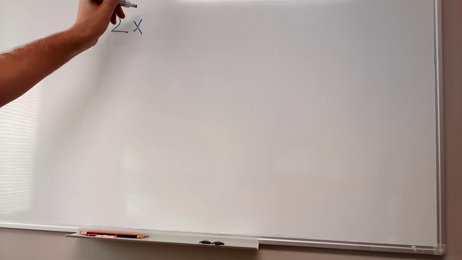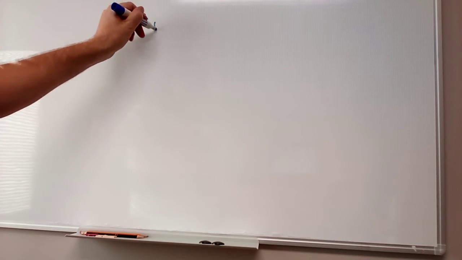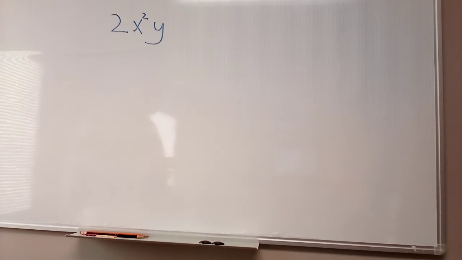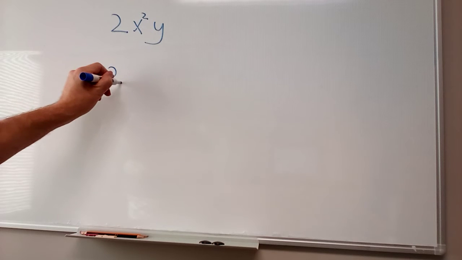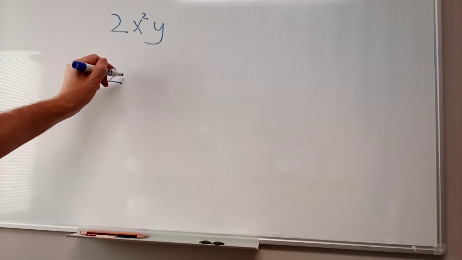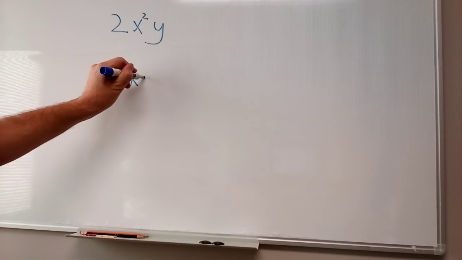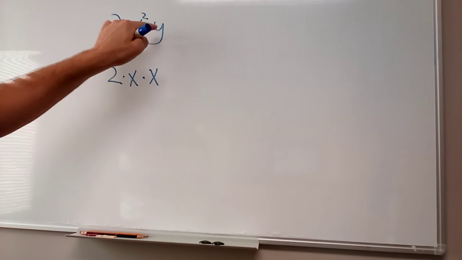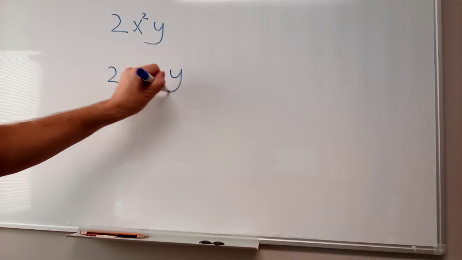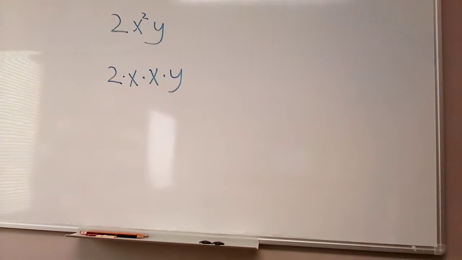So if we have the expression 2x squared y. Okay, so how would we write that out in algebra? Well, we would have a 2. It would be multiplied by x twice, because x squared, and that would be multiplied by y. So that's the way you would write that out, 2x squared y.